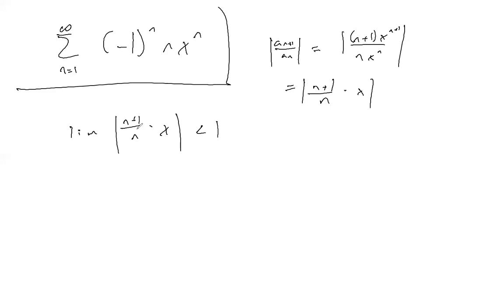Okay, so the limit of n plus 1 over n is 1. So really, what do I want? I want absolute value of x less than 1. And if absolute value of x is less than 1, what does that mean? It means x is less than 1 and greater than negative 1. So this is the first part of my interval of convergence. Next thing I need to do is test the endpoints. I need to test -1 and 1 individually.